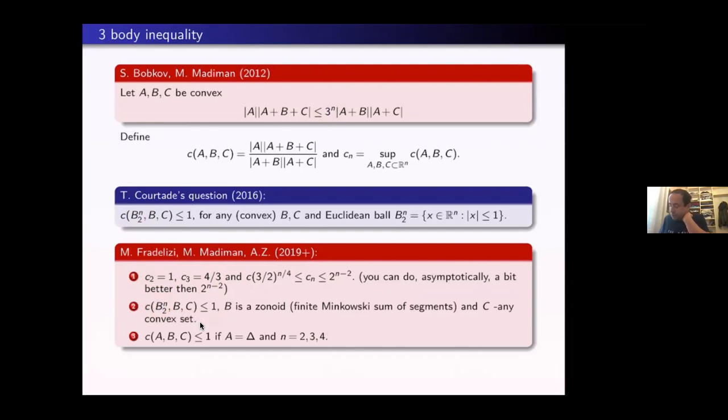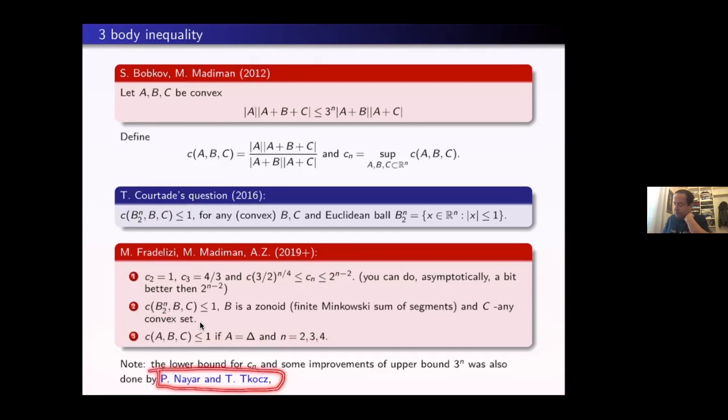When one of the bodies is a simplex, you can also make it one, but only in dimension two, three, and four. Two is not so interesting, but three and four is very interesting. And some parts of it was also noticed by Piotr Nayar and Thomas Koch, especially this lower bound, but other parts are very dependent on the stories as we discussed before. And so this is much more fresh and interesting.